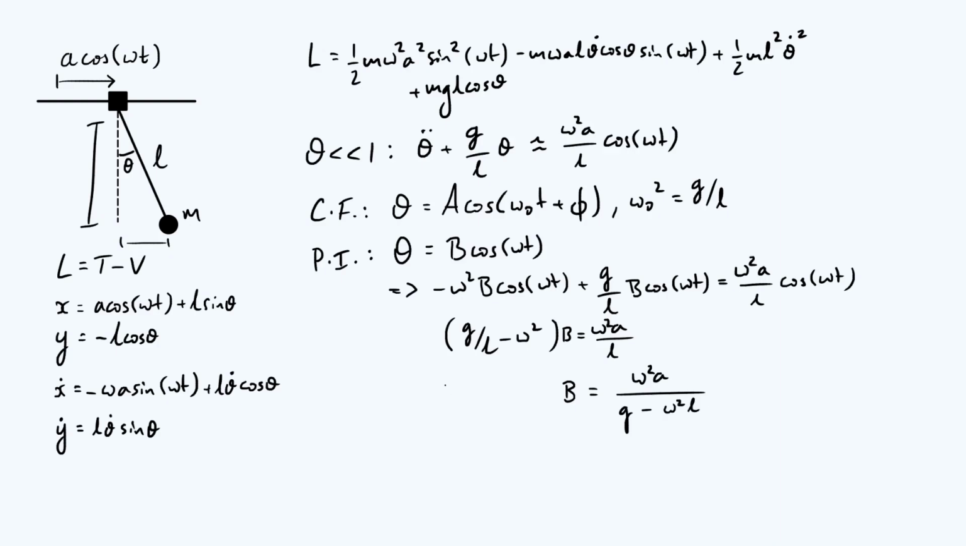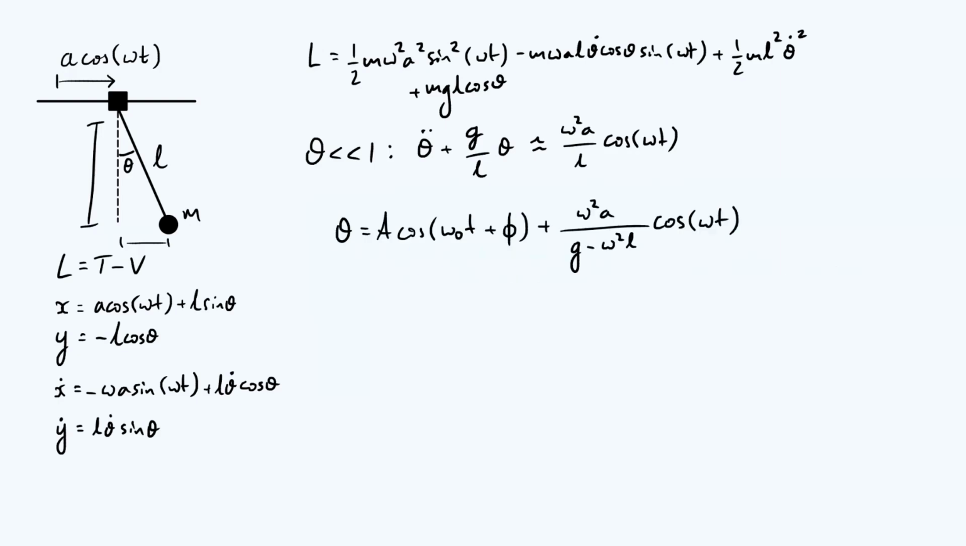So we can now write down our full general solution for theta as a function of time. It's the complementary function plus the particular integral. So theta is your a cos of omega naught t plus phi. Remember, omega naught is the square root of g over L. Then we have to add on the particular integral, omega squared a over g minus omega squared L times cos of omega t. So as always, we want to take some time to physically interpret our solution and understand what it's telling us.